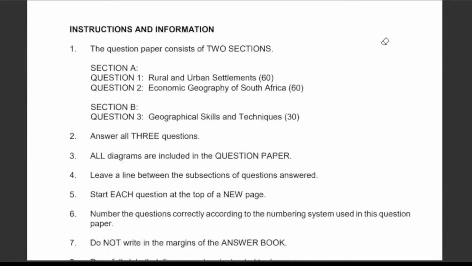Theory. The first question is rural and urban settlements, which is 60 marks. Then we have question number 2, economic geography of South Africa, 6 marks. And section B is geographical skills and techniques, which is our map work for 30 marks.